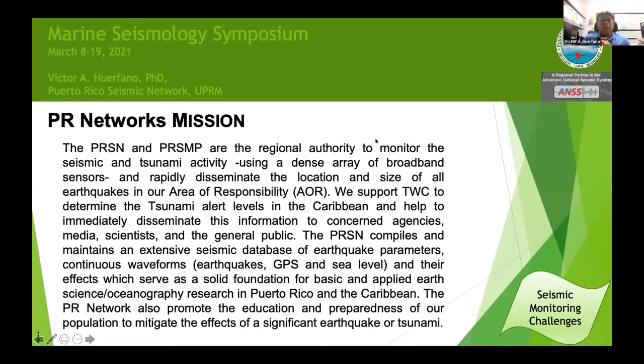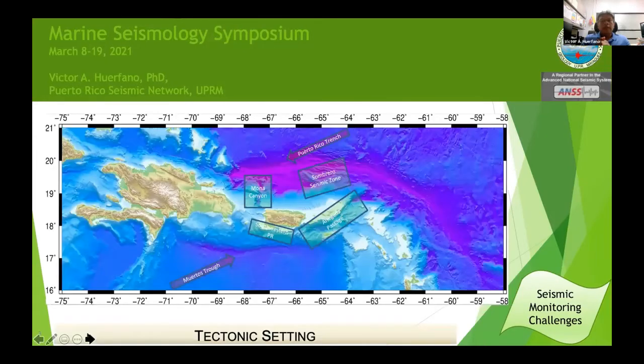First, let me tell you what is part of the mission of the PRSN. PRSN is the Puerto Rico Seismic Network. And one of the most important parts of our mission is the detection and the cooperation with the Tsunami Warning Center. And particularly, we need to have a comprehensive network to detect any threat to the island, and including the Virgin Islands. So that's part.